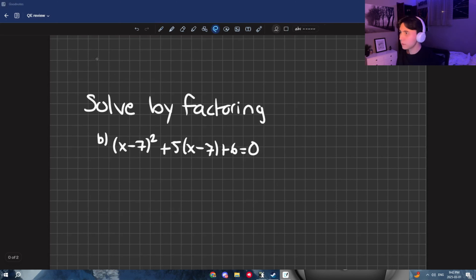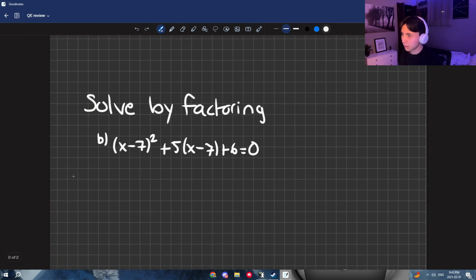Alright, we're going to be doing one of these ones. It says solve by factoring, and what you could do is technically expand all of these x minus 7 terms and just FOIL it, but we're not actually going to do that. We're going to be doing a plug-in method, which is going to be a lot faster.